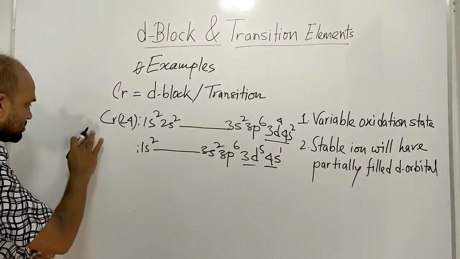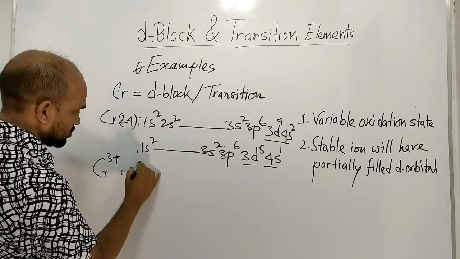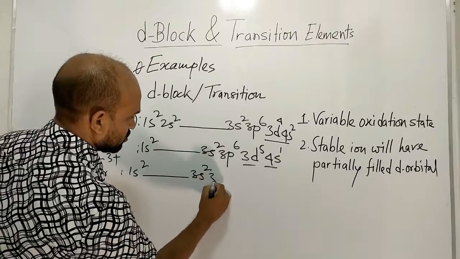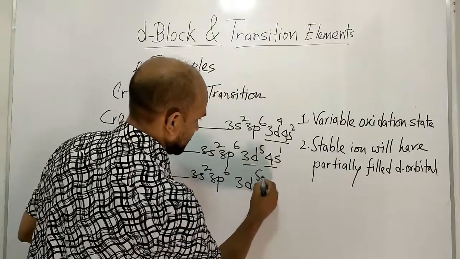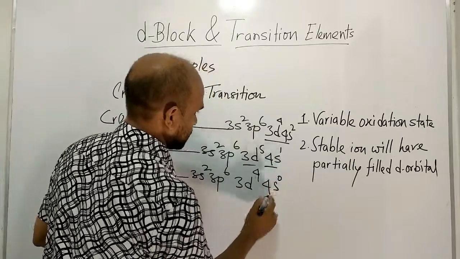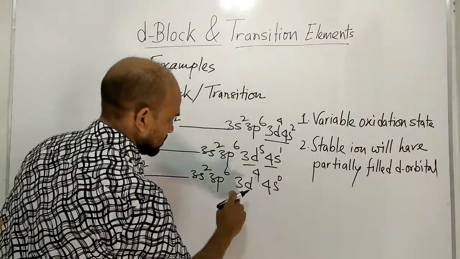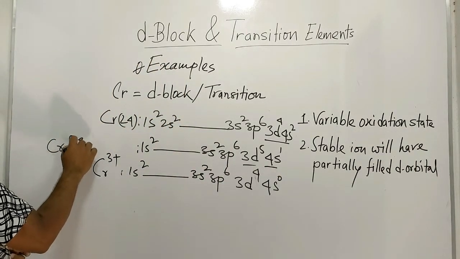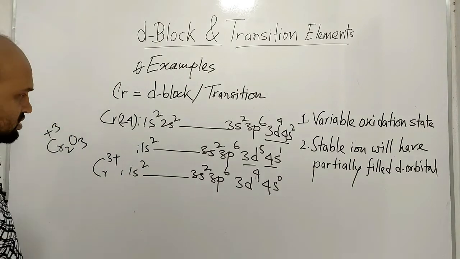Now let's see some ions of chromium. Chromium 3 plus: 1s2, 3s2, 3p6, 3d5 ... 4s0. Two electrons from the 4s and one electron from the 5 electrons in 3d, so 3d4. Here the compound is chromic oxide, oxidation number is +3.